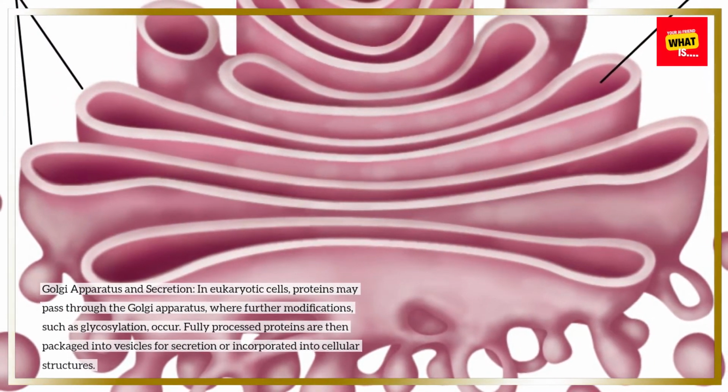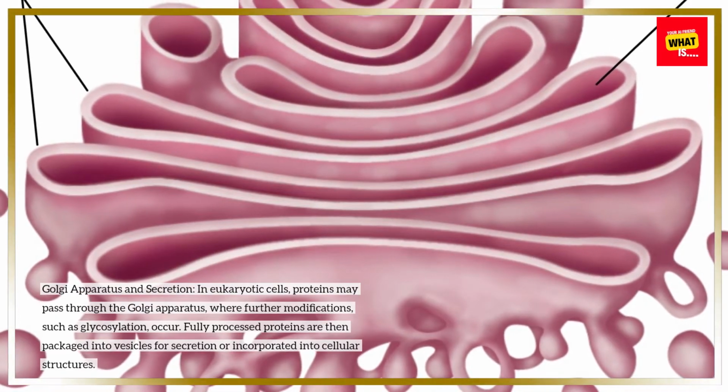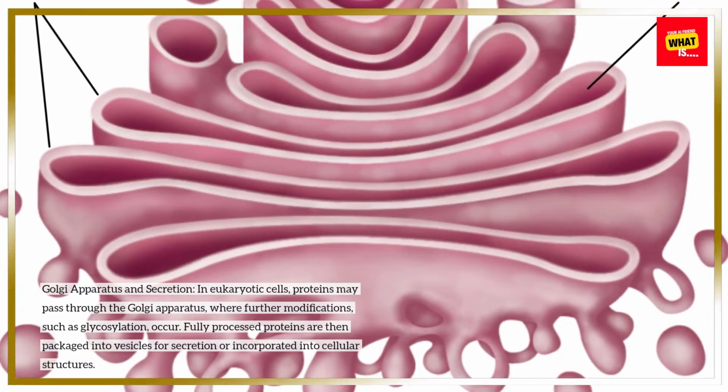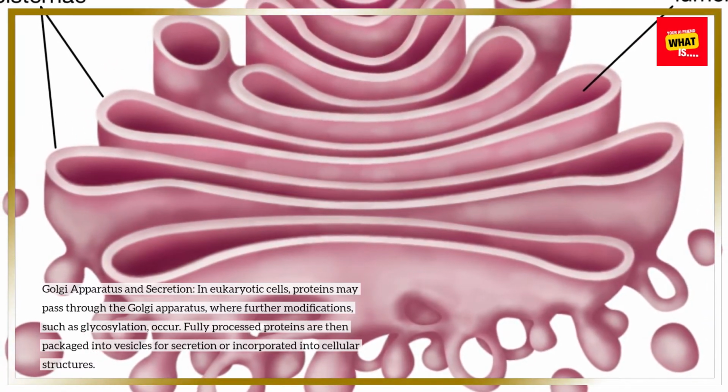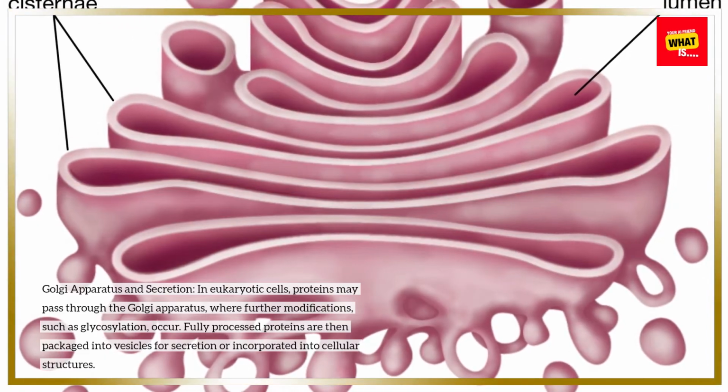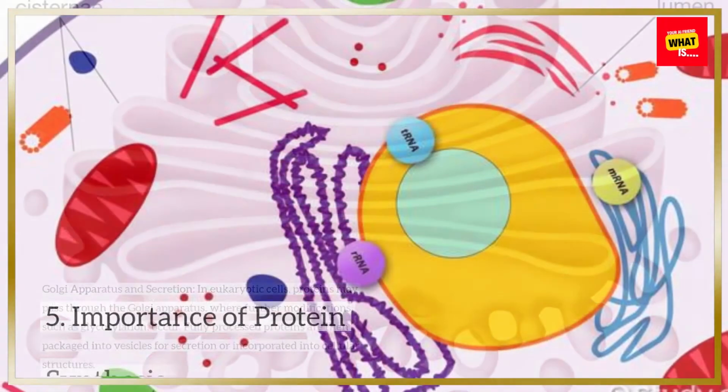In eukaryotic cells, proteins may pass through the Golgi apparatus, where further modifications, such as glycosylation, occur. Fully processed proteins are then packaged into vesicles for secretion or incorporated into cellular structures.